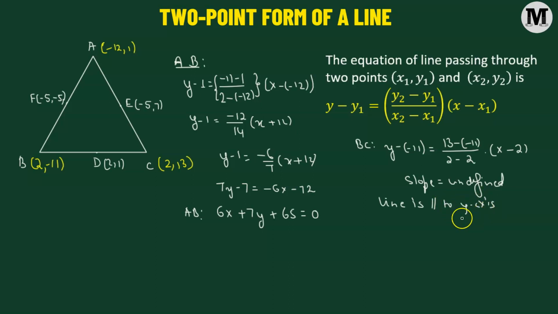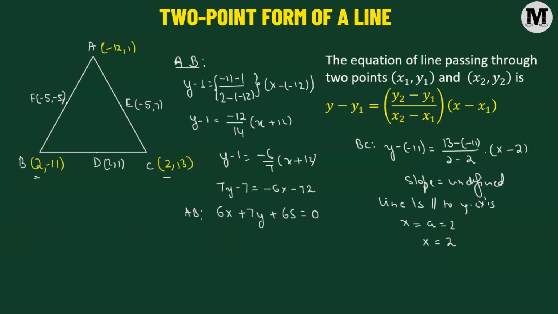Now, if any line is parallel to the y-axis, its equation is given by x equals a. Clearly, from point B and point C, we can see that the x coordinate value is exactly the same. That's 2. So our a value will be 2, which means that the equation of the side BC is going to be x equals 2.